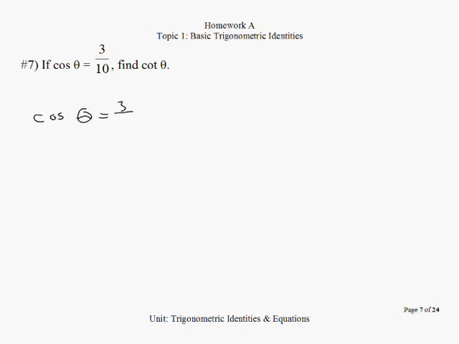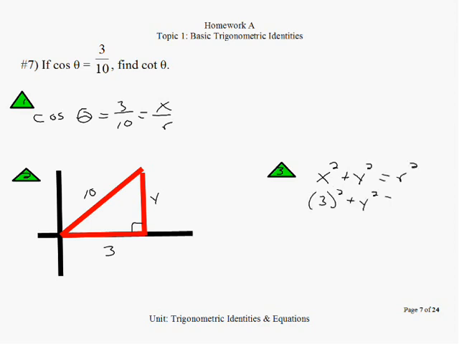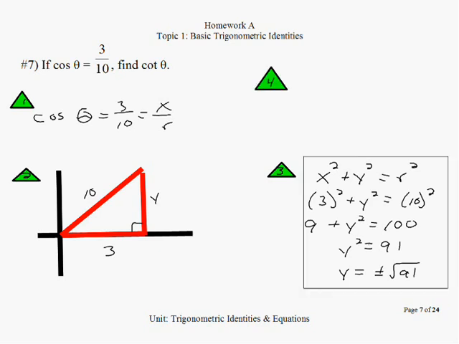Number 7, cosine of theta is 3/5. That's x over r for cosine. So x is 3 and r is 10. Using the Pythagorean Theorem, you're going to get 9 plus y squared is 100. Therefore, y squared is 91. Therefore, y is plus or minus the square root of 91. We're in quadrant 1 again, so it's positive square root of 91.